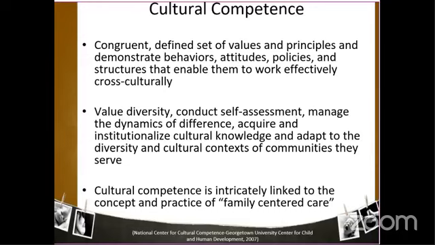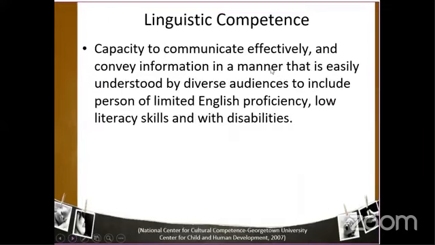So, a congruent, defined set of values and principles, and demonstrate behaviors, attitudes, policies, and structures that enable them to work effectively cross-culturally. So we have to be culture sensitive and linguistic sensitive. So I talked about family-centered care, and we are going to see how culture sensitiveness will come. Let me go to the linguistic competence, because we cannot speak all the languages.